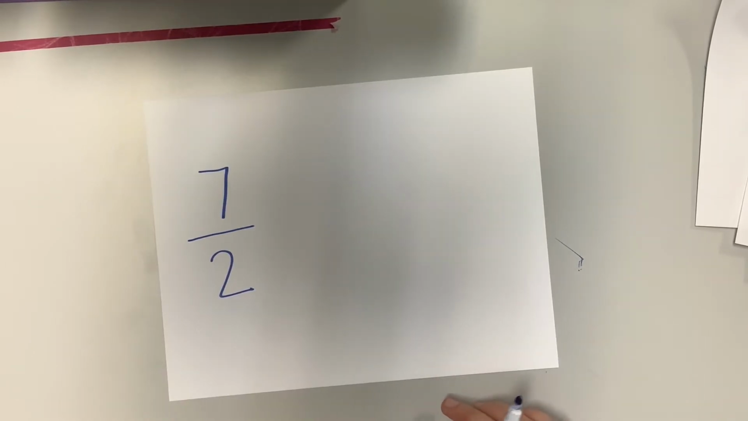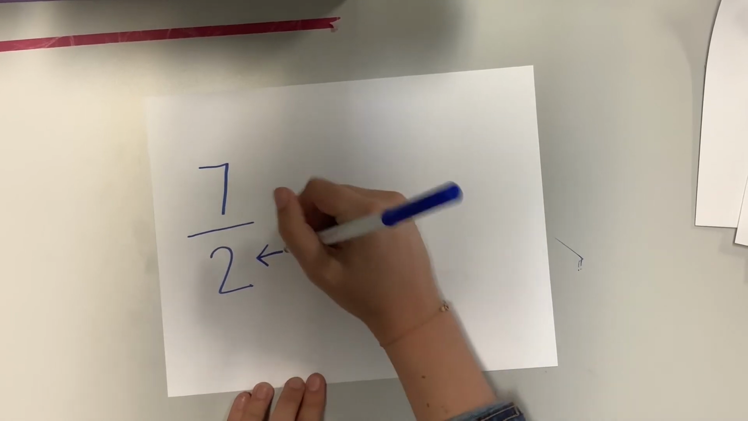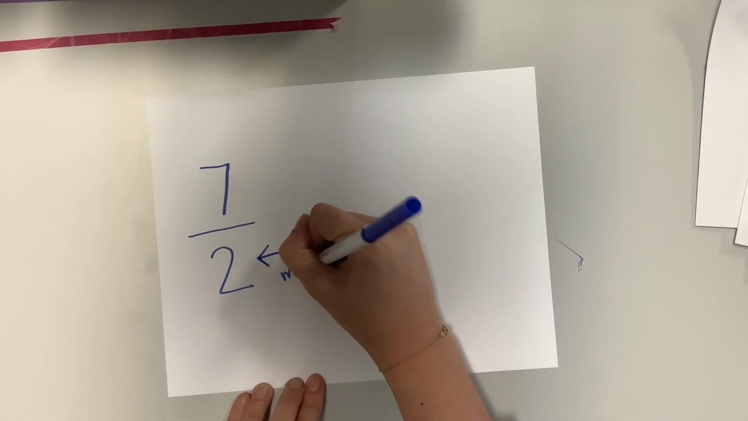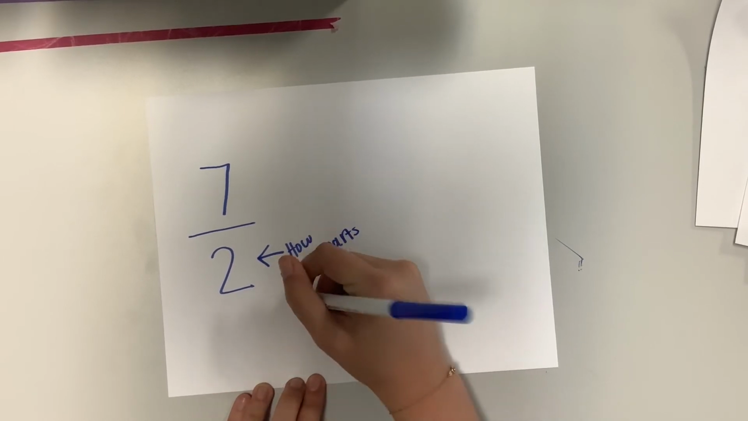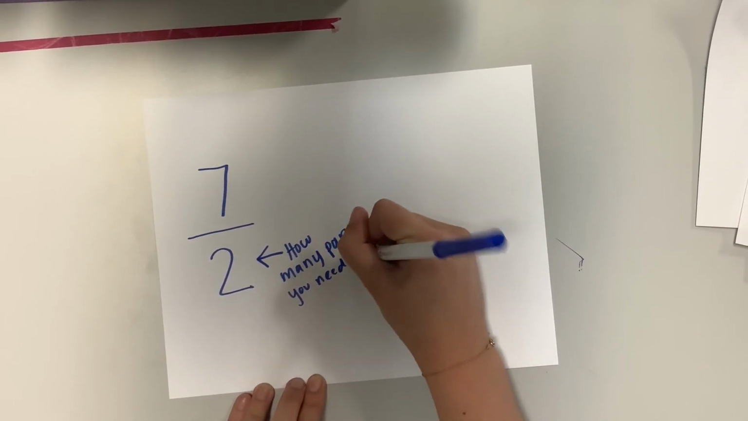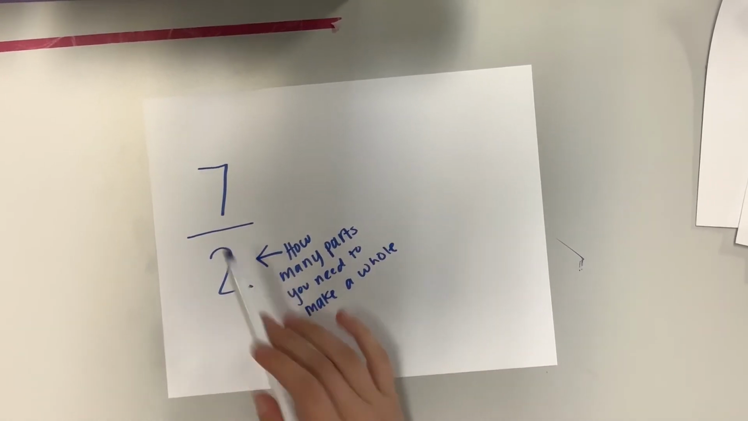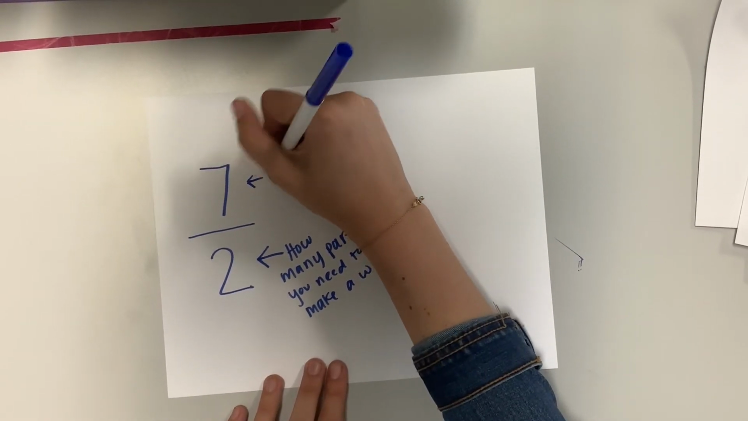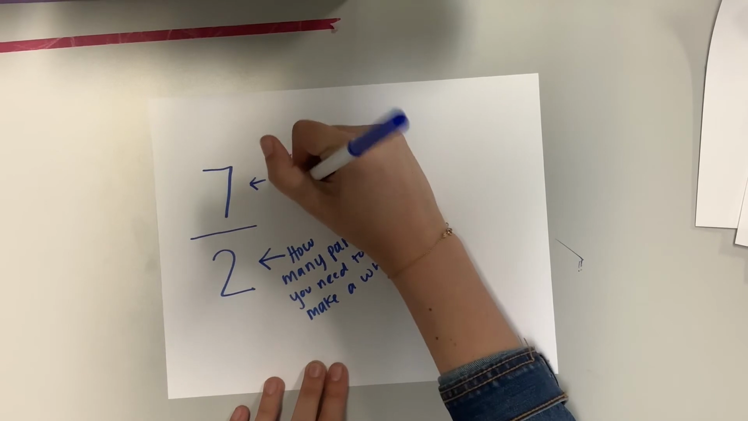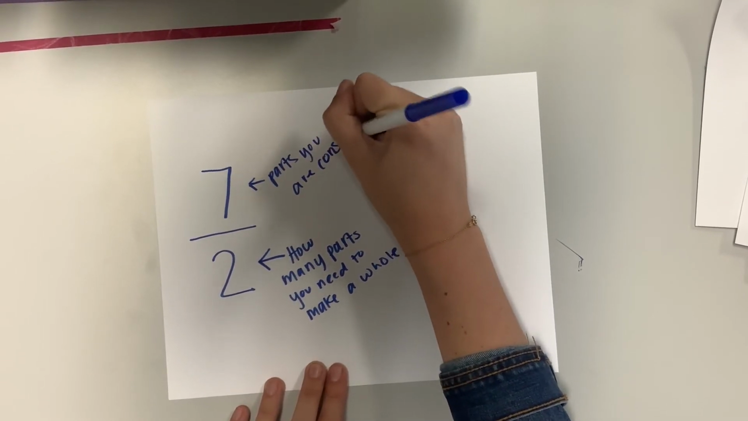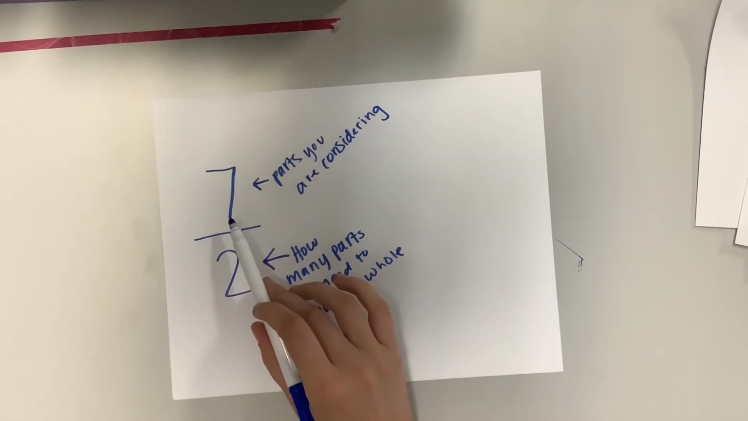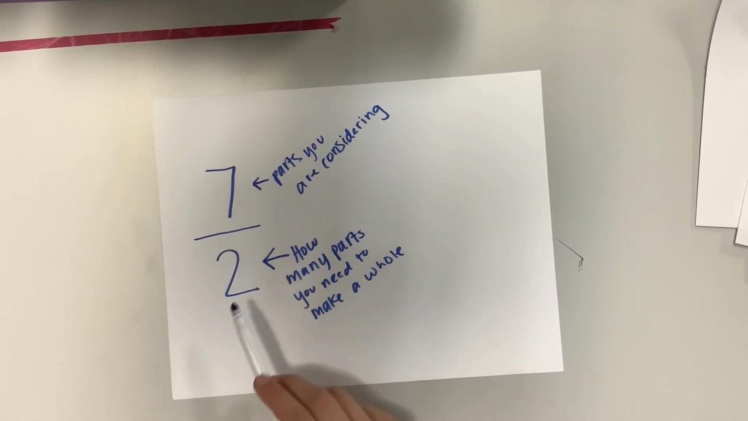Now, I kind of wanted to show you something else before we finished off today. Look at this fraction. What do you notice? Well, I know that my denominator tells me how many parts you need to make a whole. And I know my numerator tells me the parts that you are considering. So what's interesting here is that my numerator is bigger than my denominator.